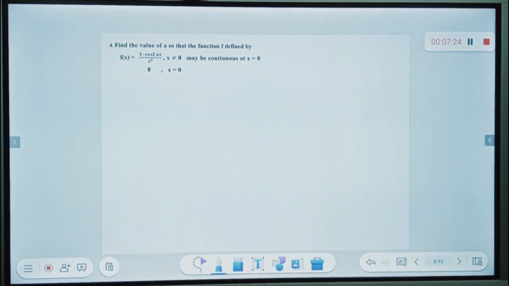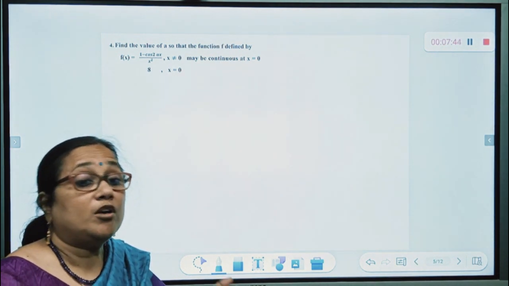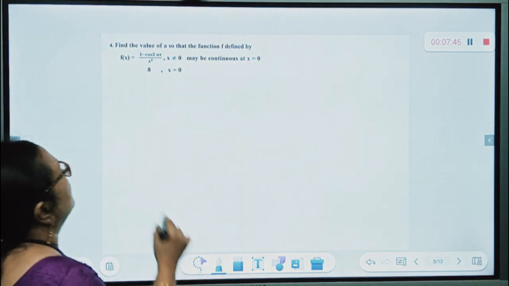Now look at this problem. Find the value of a so that the function f defined by f of x equal to 1 minus cos 2ax by x square when x is not equal to 0 may be continuous at x equal to 0. So you have to find a. Given that the function is continuous, you have to find the value of a. For what value of a is this function continuous?